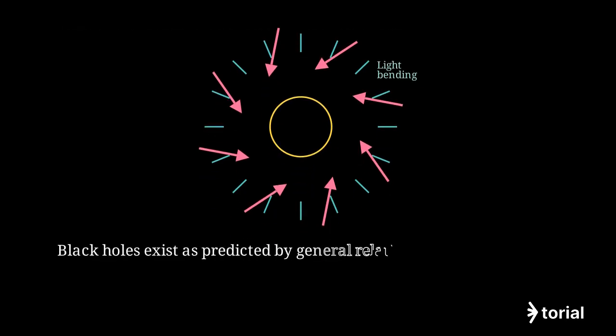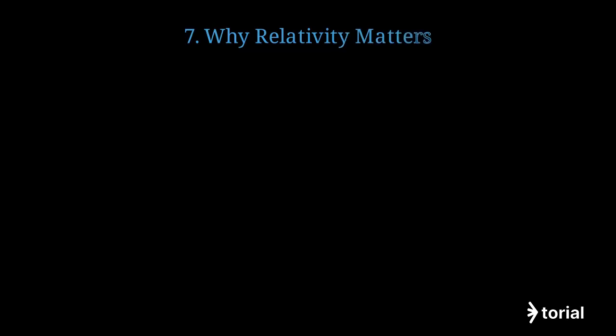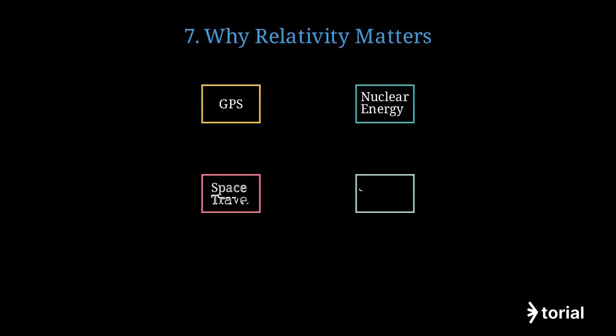General relativity predicts black holes, regions of spacetime so curved that not even light can escape. Understanding relativity is crucial for modern technology and our view of the universe. Relativity is essential for GPS technology, nuclear energy, understanding space travel, and theories about the universe's origin.